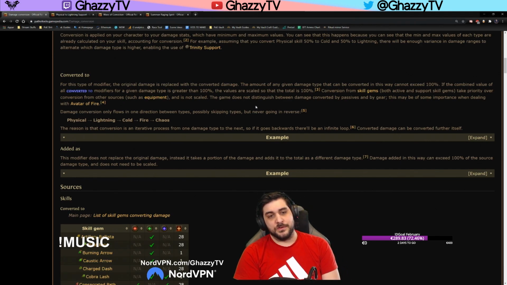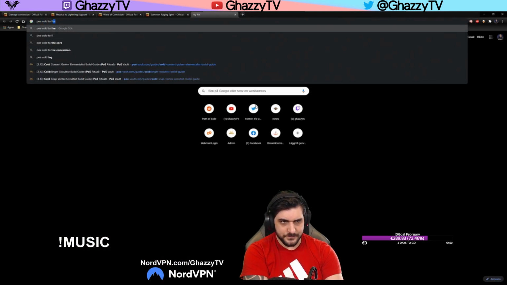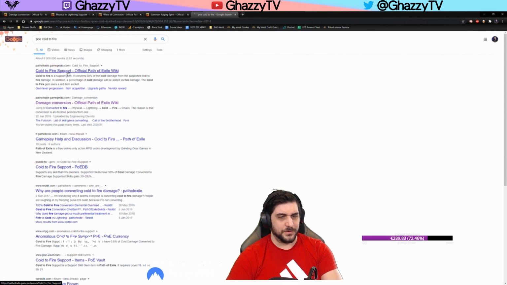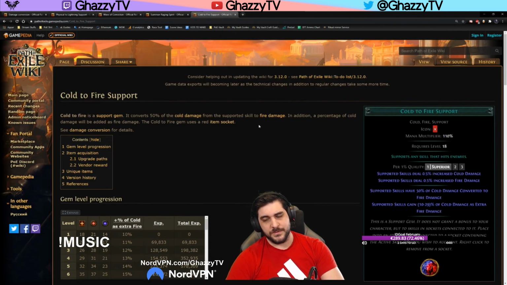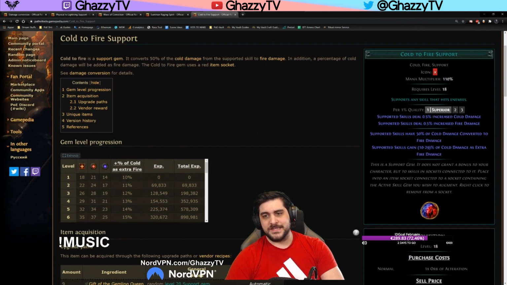A great way to do this is the Cold to Fire support gem, for example. The Cold to Fire is a pretty commonly used one for quite a few builds. This one makes it so the supported skill has 50% cold damage converted into fire, and then gives you extra percent cold damage as extra fire as well. I'm going to talk about this in the later stage of this little short video. But 50% of the cold damage is converted to fire.